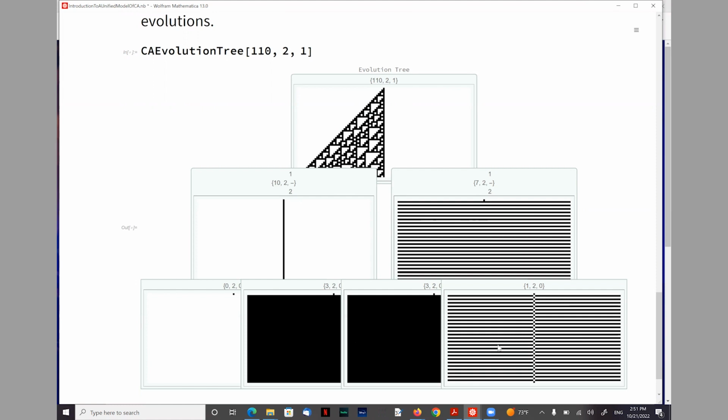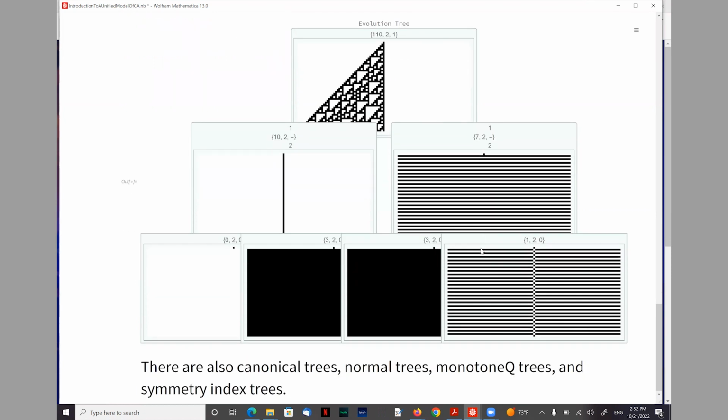Unfortunately, I think I need to find new functionality in terms of the trees, because they're getting to be too big. Whenever I actually call them, they are all clustered together, and I need them to be a little bit more separated. On top of that, there are also canonical trees, normal trees, monotone Q trees, and symmetric index trees.